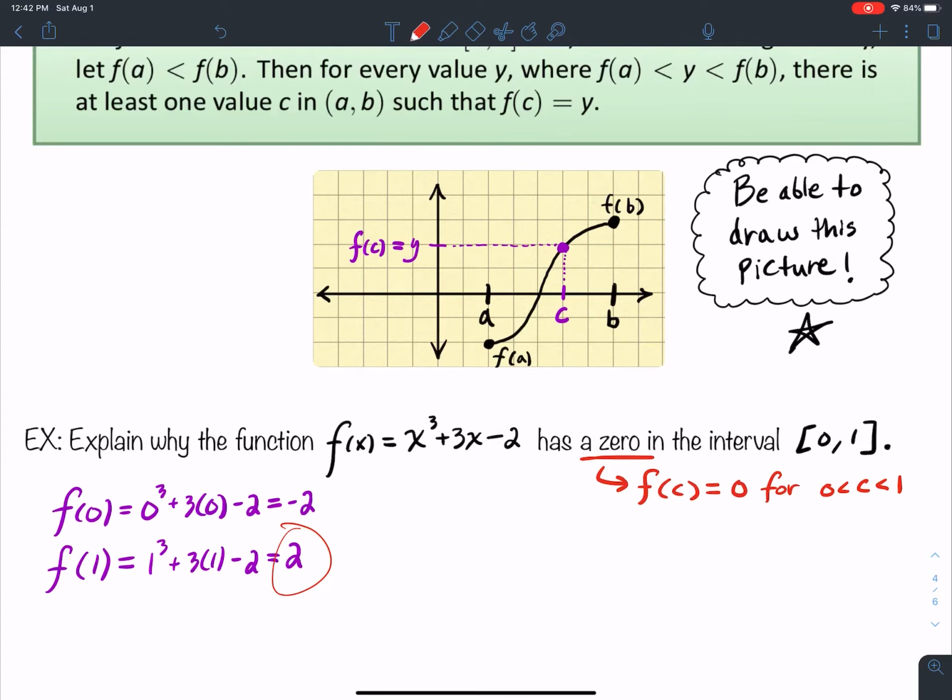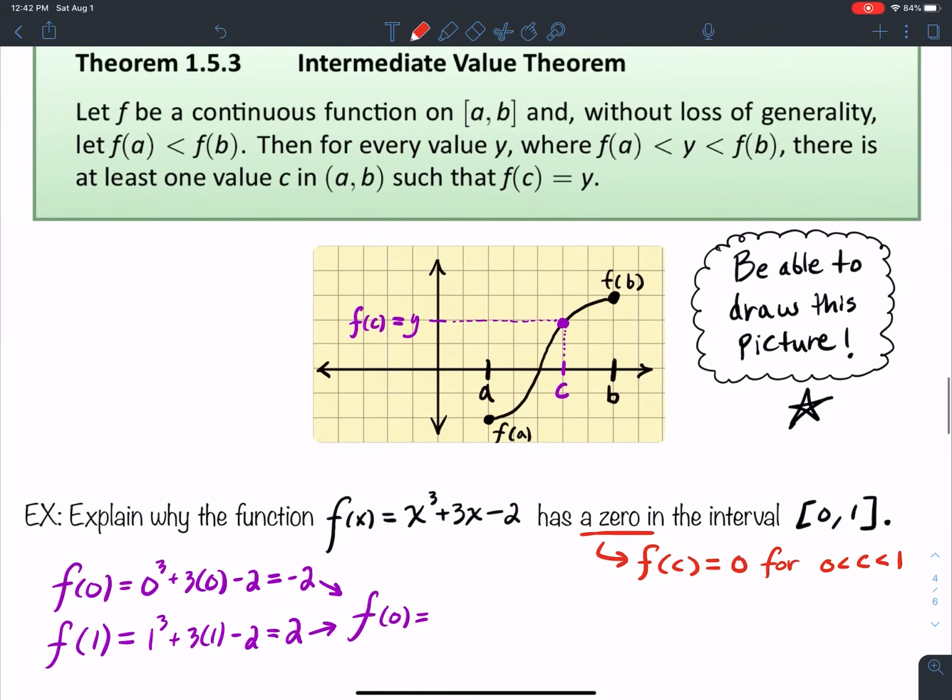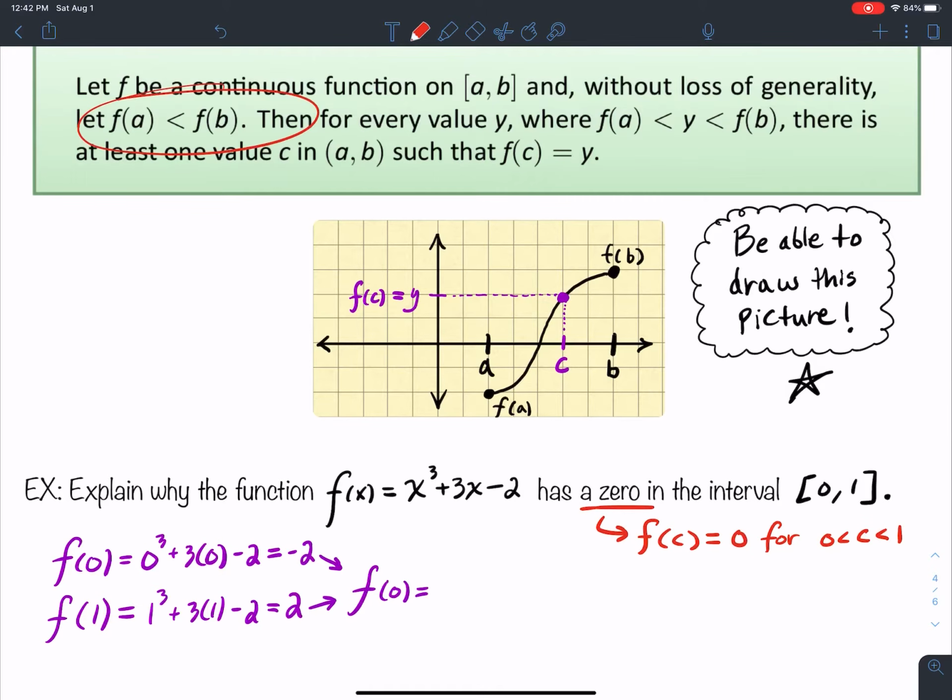So what do I know? I went from being negative to being positive. I went from negative to positive. So at some point, I had to pass the 0 line, okay? So I'm going to use this information to help me out. So what does it tell me?